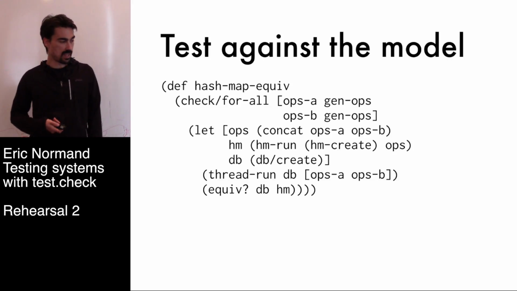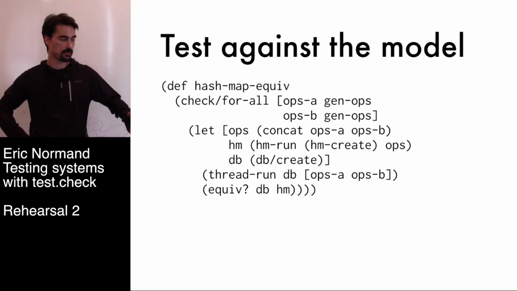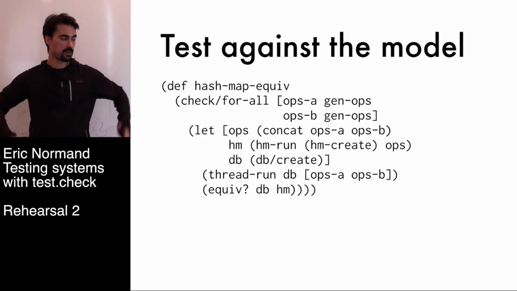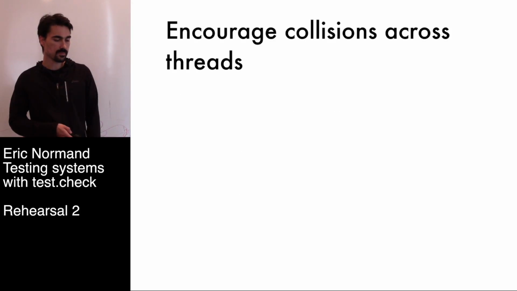Okay, well, this now should be pretty easy. What we're doing is we're going to generate ops A and ops B, two sequences of operations, thread A and thread B. We're going to call thread run on those with a fresh database and check if it's equivalent to the hash map. The question is, what does equivalent to the hash map mean here? Well, in this case, which is actually wrong, we're just going to concatenate the two sequences of operations and run them with our hash map runner. But we'll get to fixing that in a second.